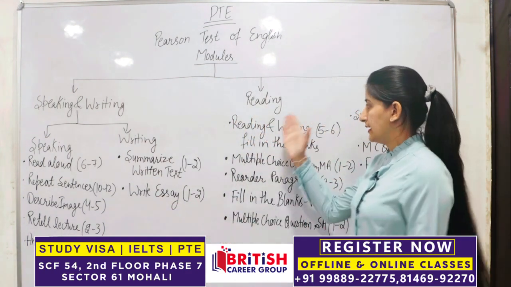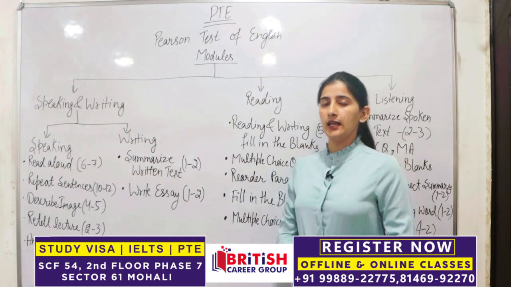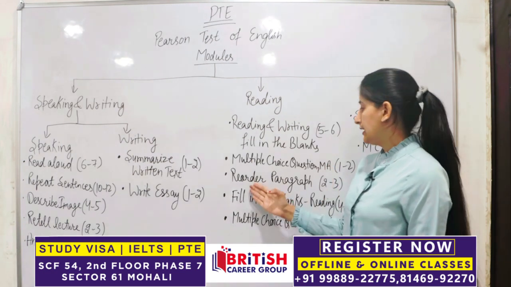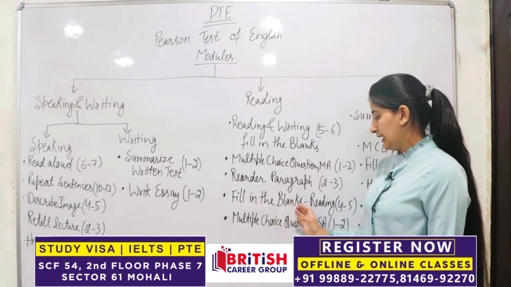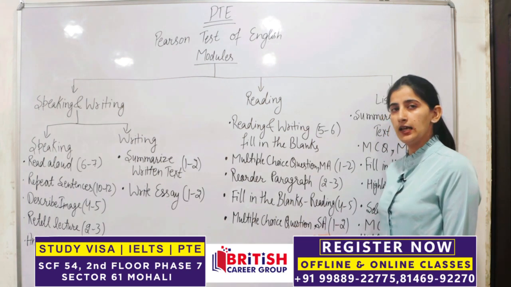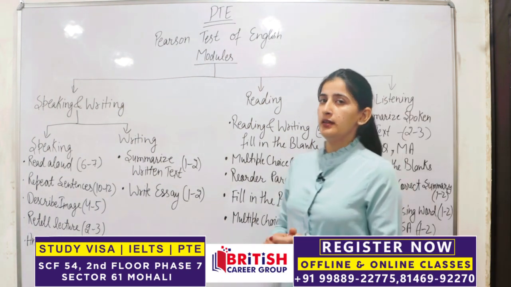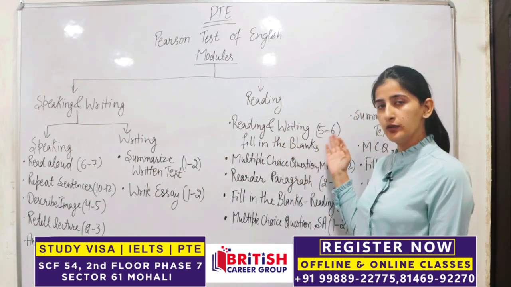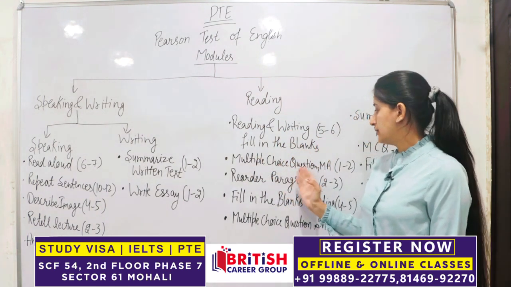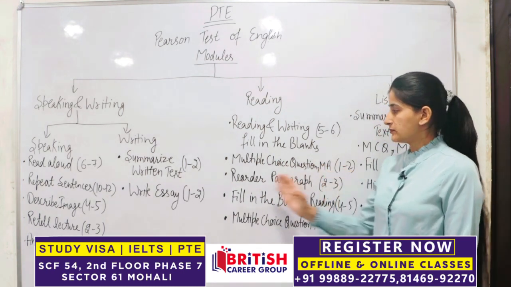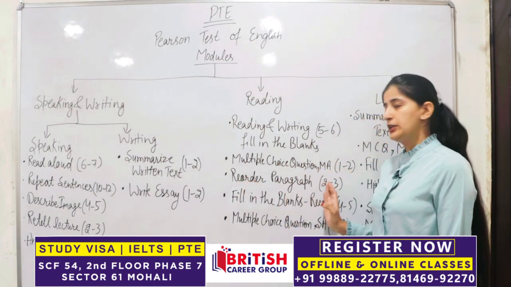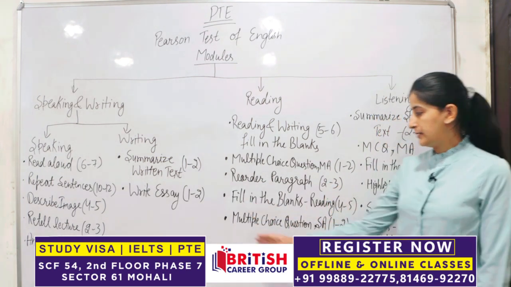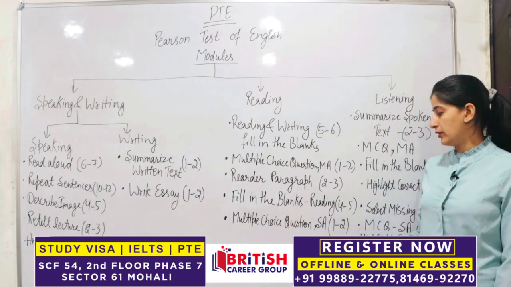Next part is reading. In reading, the parts are reading and writing fill in the blanks, multiple choice questions, multiple answer, reorder paragraph, fill in the blanks, and multiple choice question, single answer. So the question number in the final exam will vary. Reading and writing, fill in the blanks from 5 to 6. In multiple choice question, multiple answer from 1 to 2. In reorder paragraph from 2 to 3. In fill in the blanks from 4 to 5, and in multiple choice question, single answer from 1 to 2.